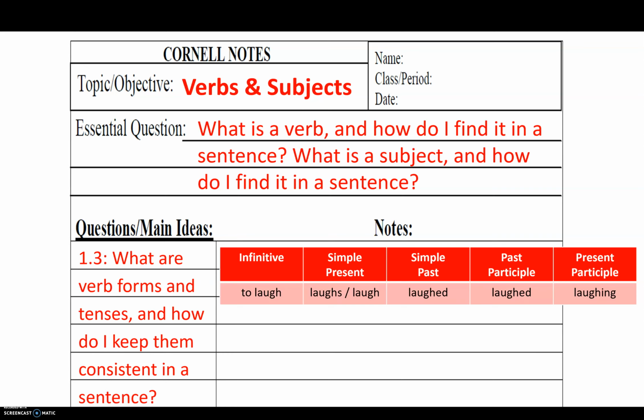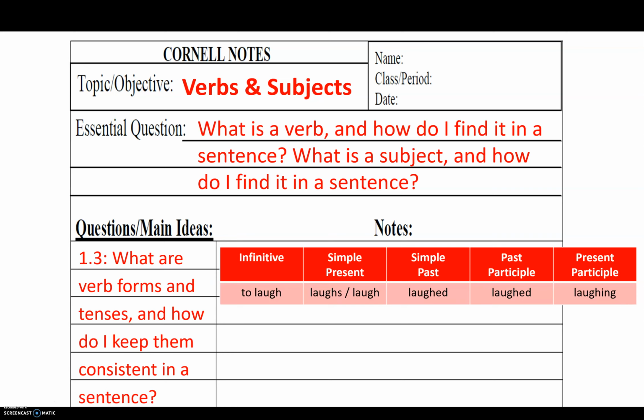So even if we have the same root verb like laugh, look at all the different forms that laugh can take in the English language in a sentence. So for example, we have something called the infinitive, which is to laugh. Simple present, laughs or laugh, depending on your subject. Simple past, laughed. These last two are participles, past and present. You're typically going to see with helping verbs. So like, he has laughed or she is laughing, those kinds of things.